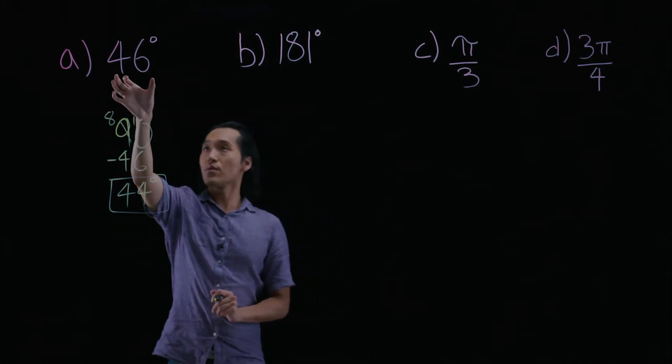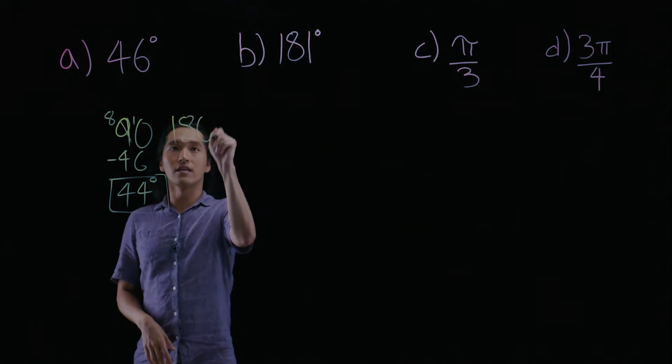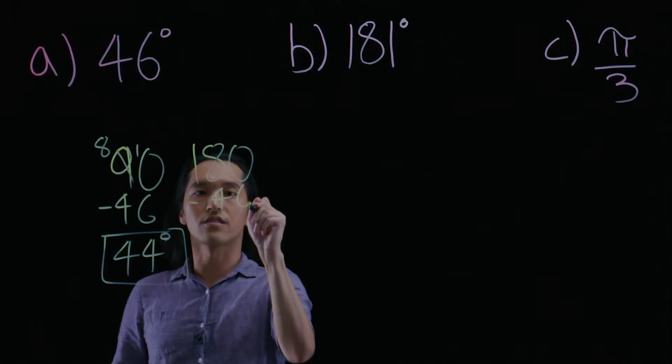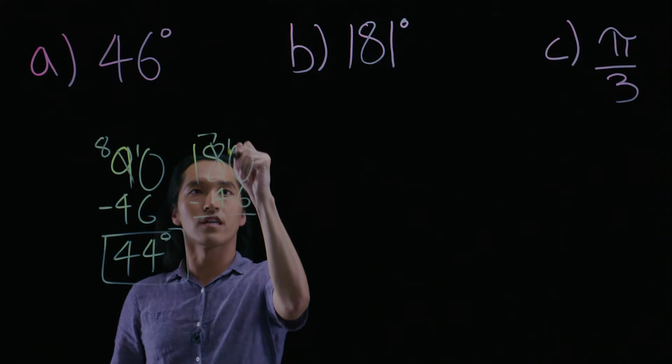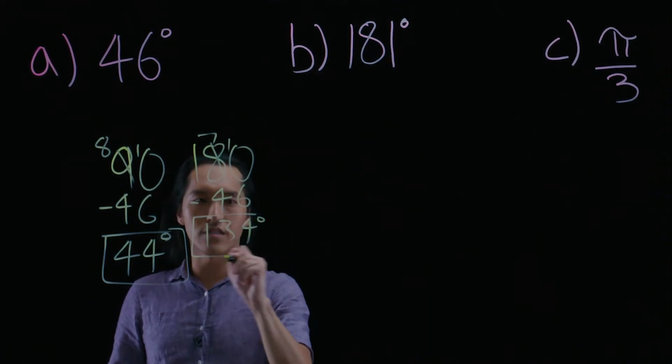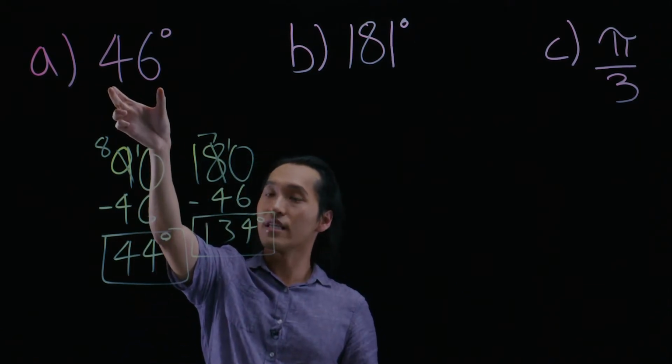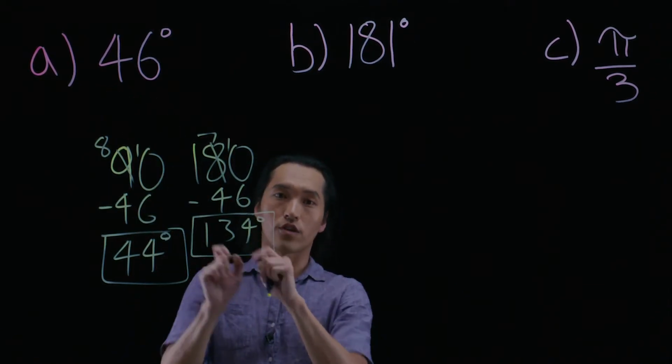And meanwhile, for the supplementary angle, all we have to do is 180 minus 46. That gives us 134 degrees, meaning the supplementary angle to 46 degrees is 134 degrees.